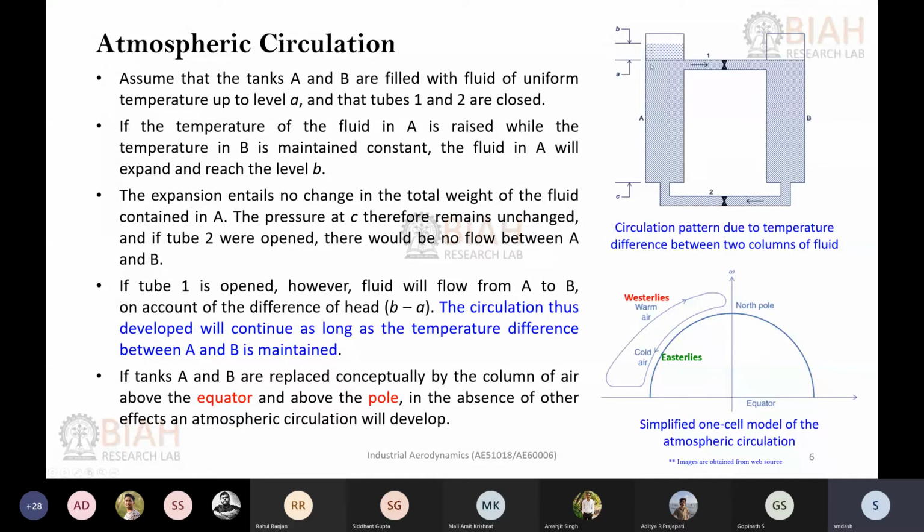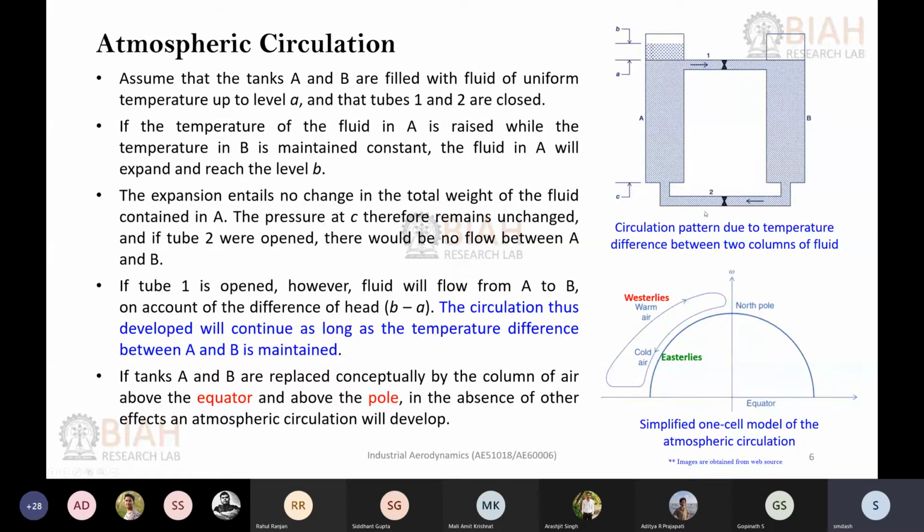So if you open up this valve 2, there won't be any flow, because the pressure here and the pressure here, due to the hydrostatic weight, will be the same at both places. So there won't be any flow between these two tanks.